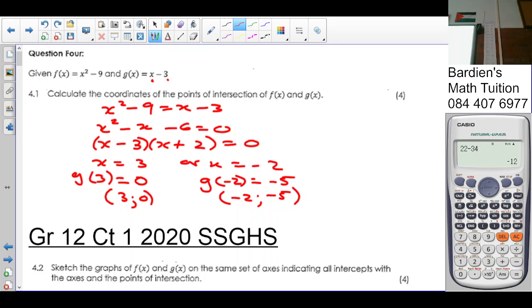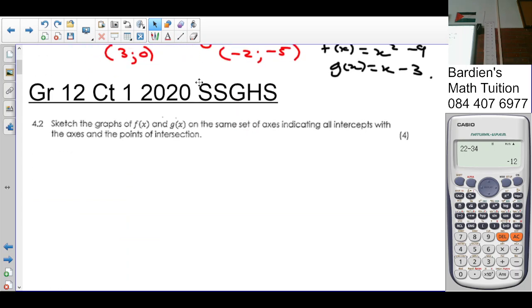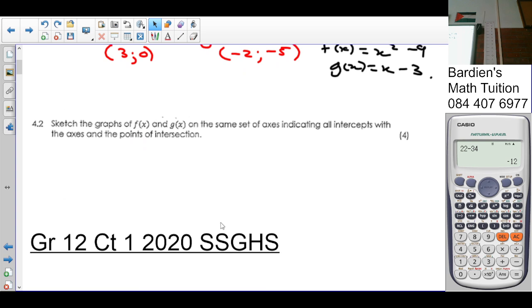Okay. So I'm going to write here on the side. The equations were f of x equals x squared minus 9, whilst g of x is equal to x minus 3. Okay. You all with me there? You understand? Yes, nice. Just stay with us, no? Just let me know.